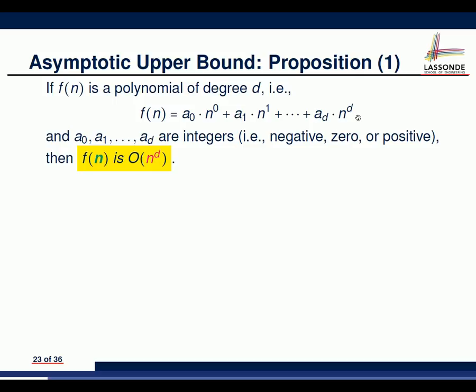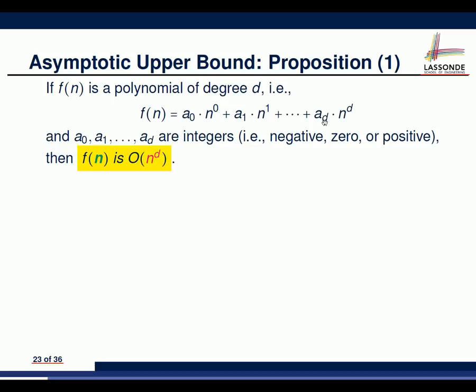Let's say I give you this input function over here. Oh, by the way, the A0, A1, and AD over here can be positive, they can be 0, they can also be negative. So now, let me tell you the conclusion right away, and then we prove that very quickly.